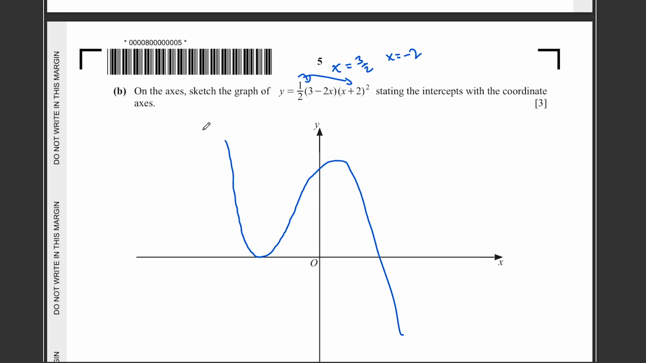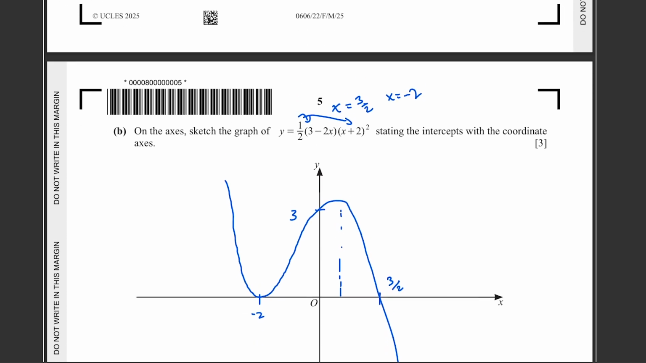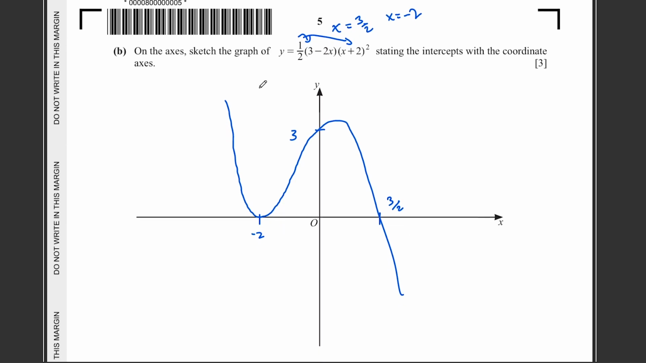First I'm going to label here negative 2. Only two roots, and here the root will be 3 over 2. And then the intercept will be 3. Of course the turning point here, you do not need to label it. You just need to label the intercepts with the axis. So 3, negative 2, and 3 over 2. And we can label the graph y.